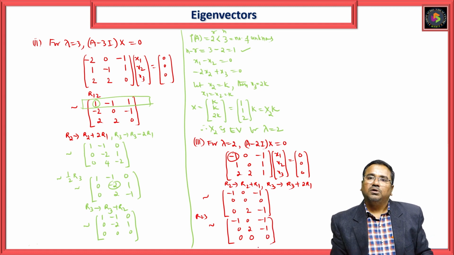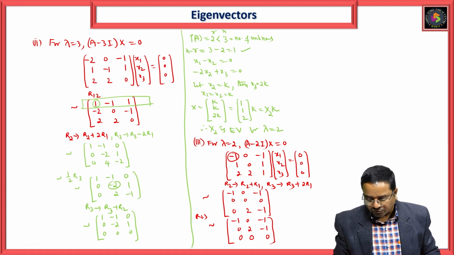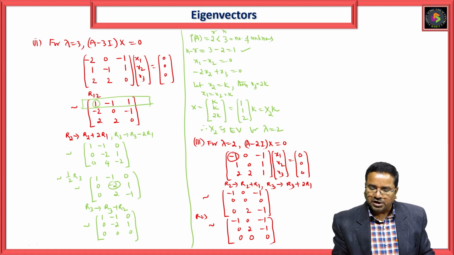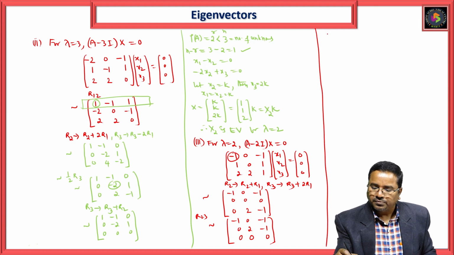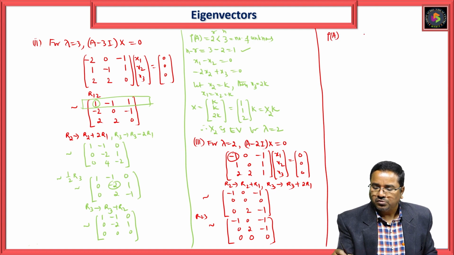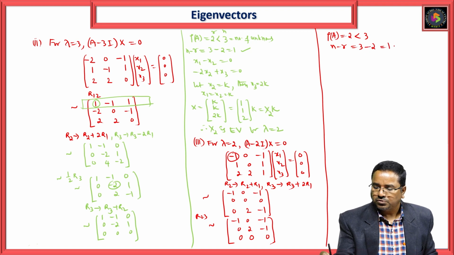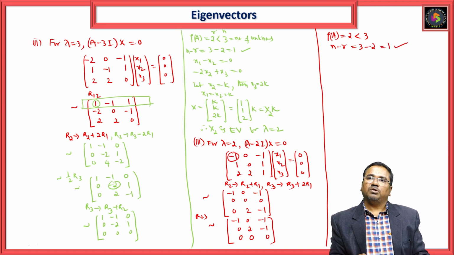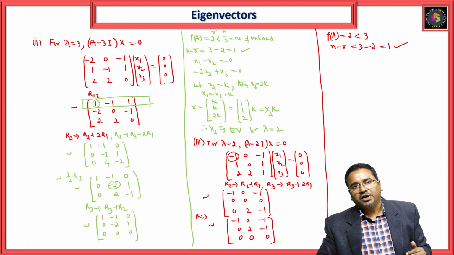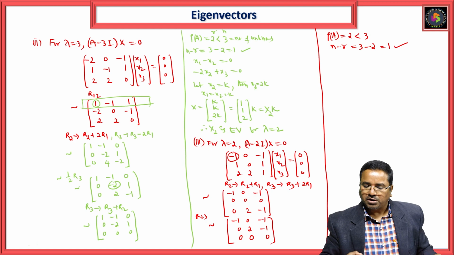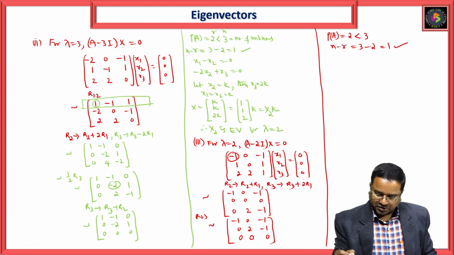We cannot reduce any further in the process. Once we reach the echelon form, just see the rank of A. What is the rank of A? The rank of A is equal to 2, and the number of unknowns is 3. What is N minus R? 3 minus 2 is equal to 1. The significance we know: the number of parameters we got is 1, which means you have to assign only one unknown arbitrarily. So what are the equations from this?